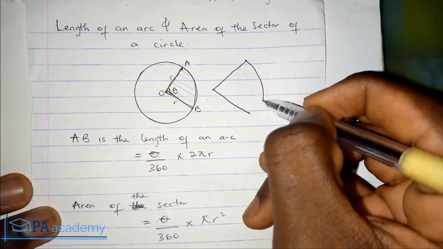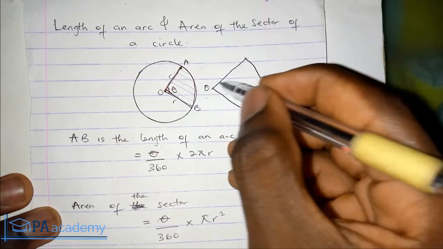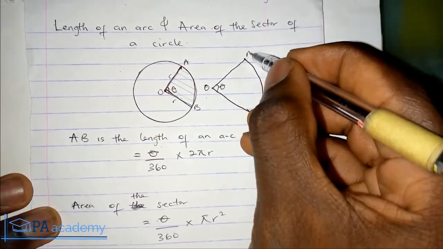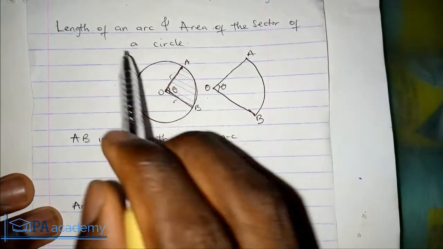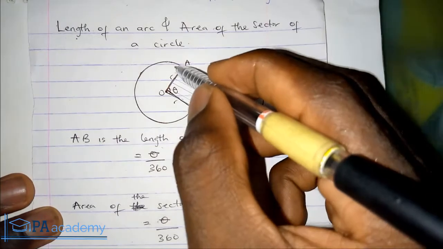So we should draw it out like this. From this circle, let's assume we bring it out. So this place is still O, and this place is the angle theta. This is A, and this is B. So when we now say the length of an arc, that means the length of this particular side. We've cut it out of the circle.